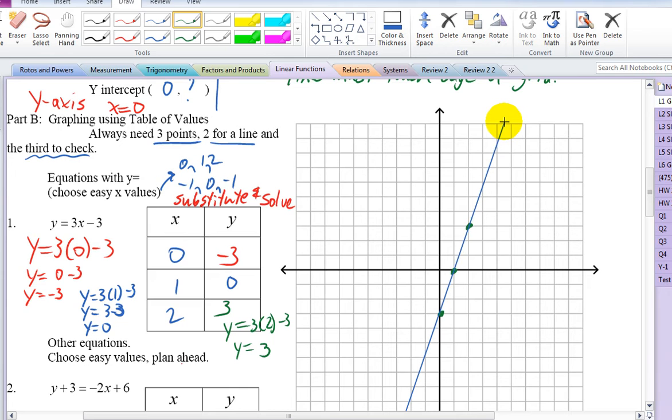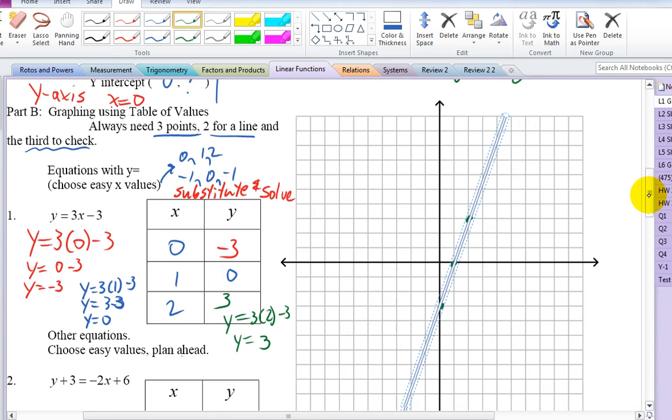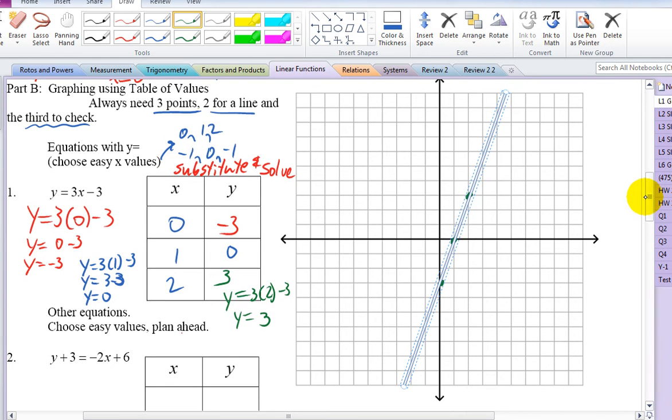When it touches both sides of the grid, that shows it goes forever and ever. And that's what lines do. Lines do not stop. If the line stops, you call it a line segment. We're not going to see those till later, okay? Line segments. So we want a line.